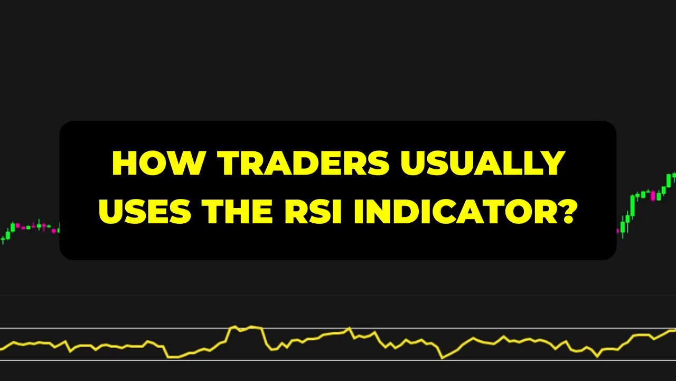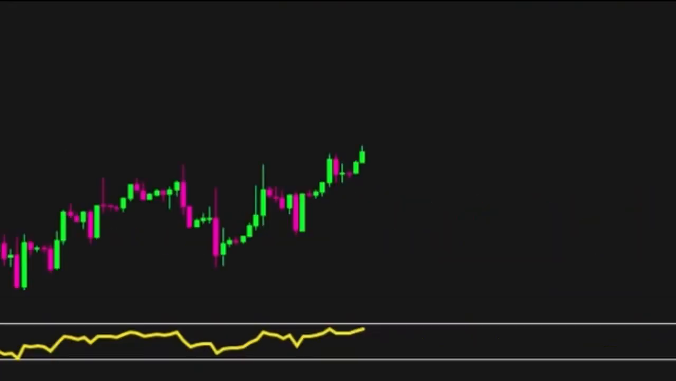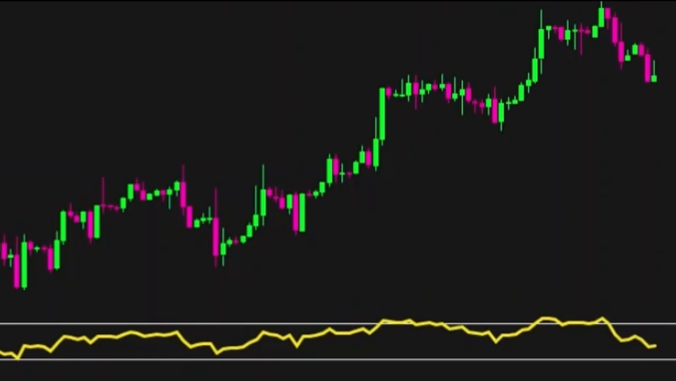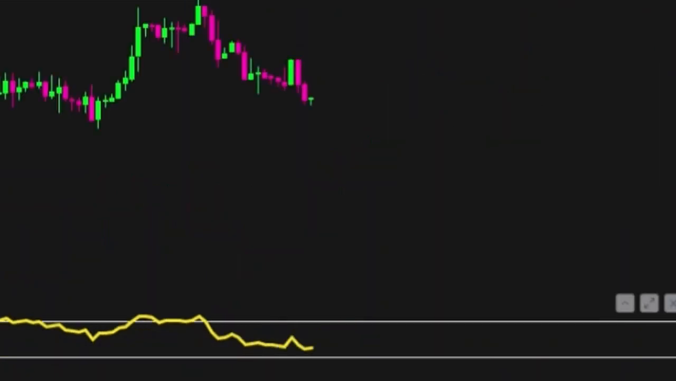Now let us see how the traders use the RSI indicator on the chart, which is also called the traditional way. So here we have the chart where the market is making higher highs and higher lows, which indicates the market being in an uptrend. And as the market is in an uptrend, we would look out at the areas from which we can go long into the market. Here we have also taken the RSI indicator.